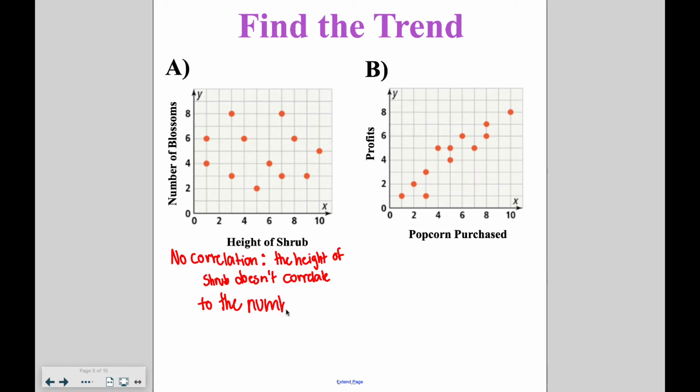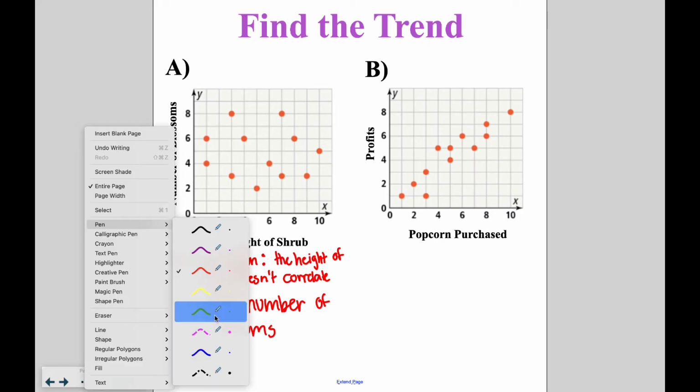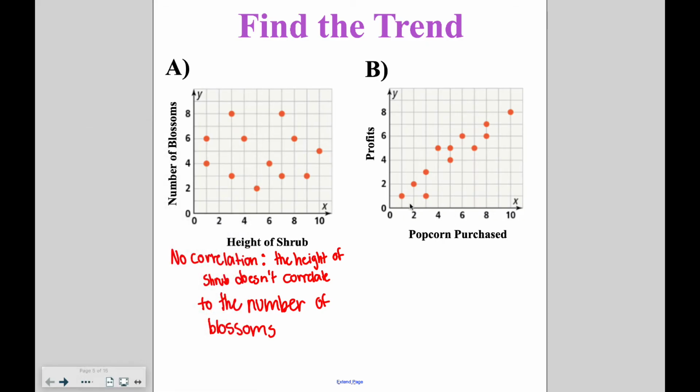There's no clear pattern for what we are looking at in this particular data set, so there's no correlation there. If I come to look at the next one, we have the popcorns purchased and the profits made. When we look at this, the general trend is going up, so we would say that this is positive.